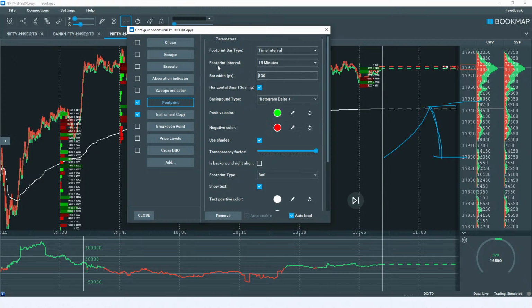So bar width is the width of the bar. You can change it according to your needs. Basically the default setting I haven't changed. I think 80 is the default setting. I made it 100 so that I can see the bars clearly.